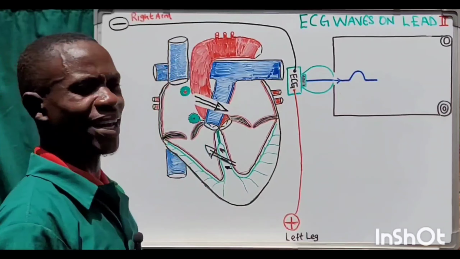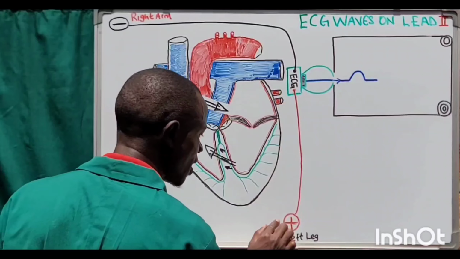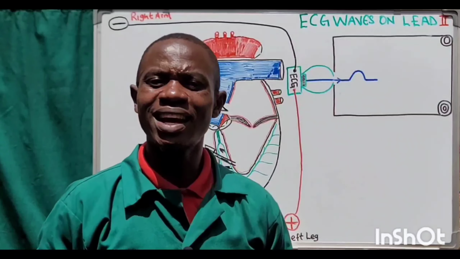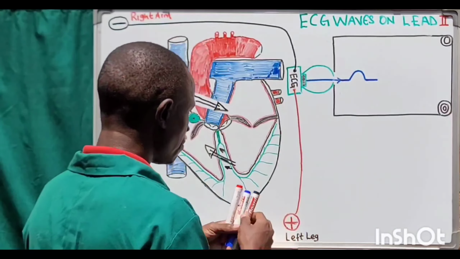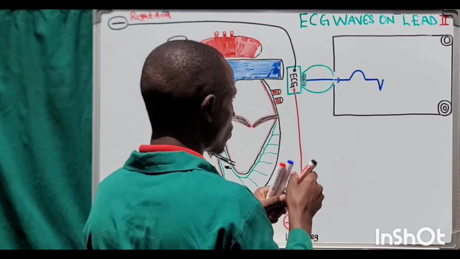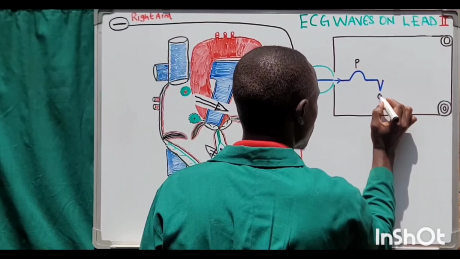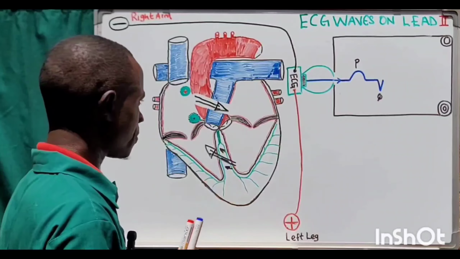Now, by the principle of the galvanometer, whenever positive charges move from the positive electrode towards a negative electrode, that gives us a negative deflection. Okay? So now our ECG machine is going to have a negative deflection. Okay? So now this negative deflection is what we call our Q wave. Okay? So now we said that this one here is our P wave, and this one here is our Q wave.